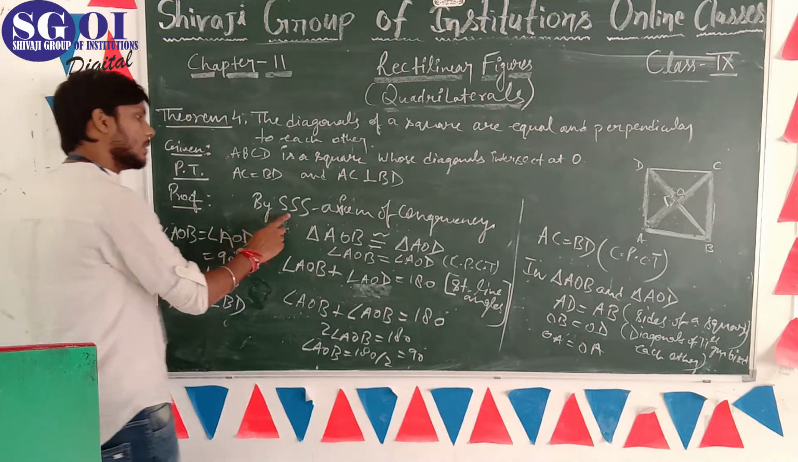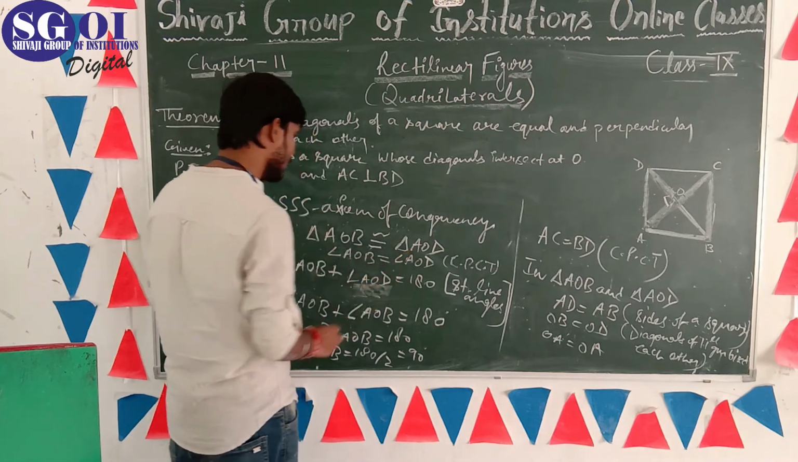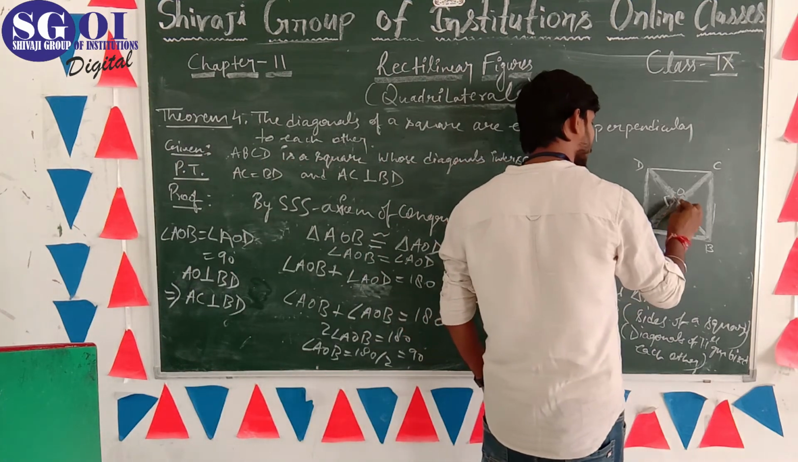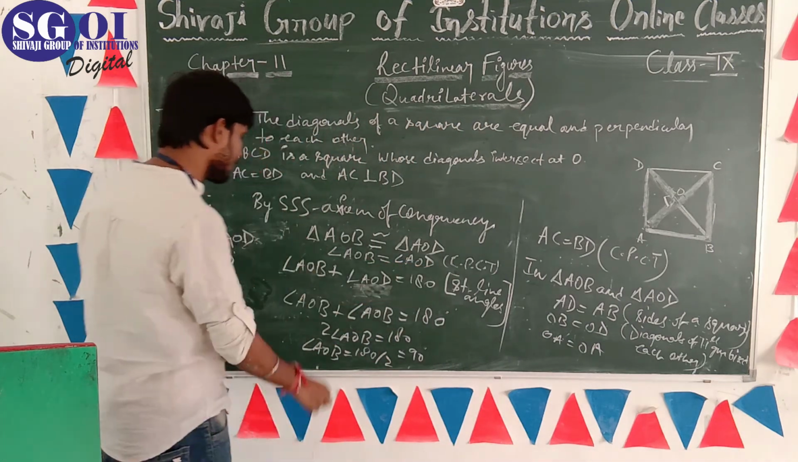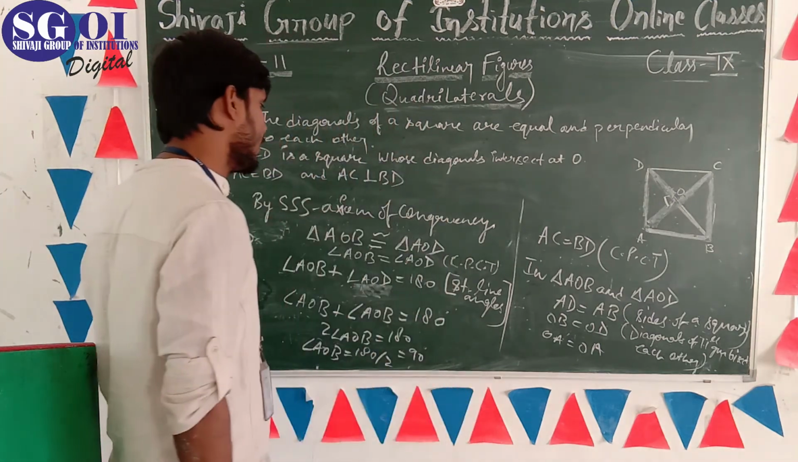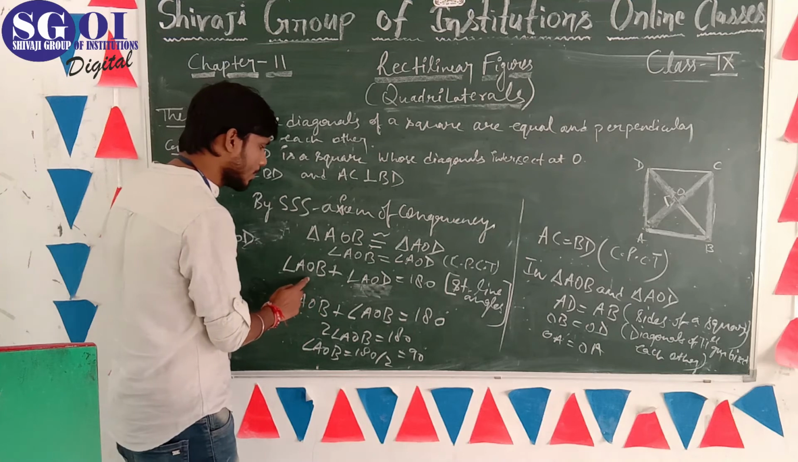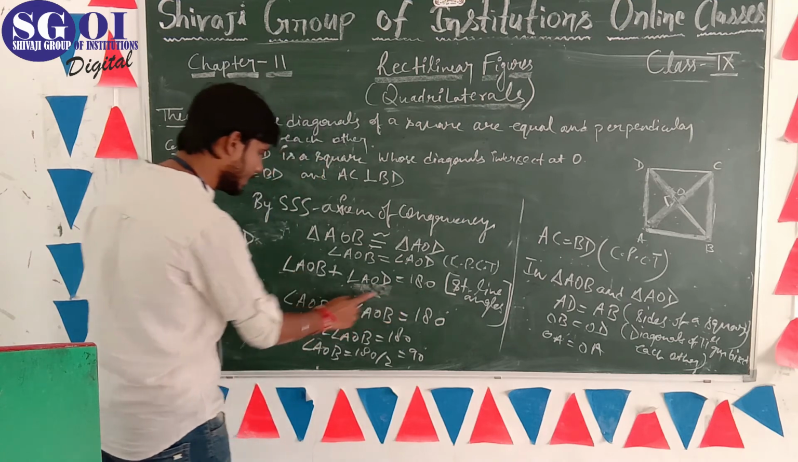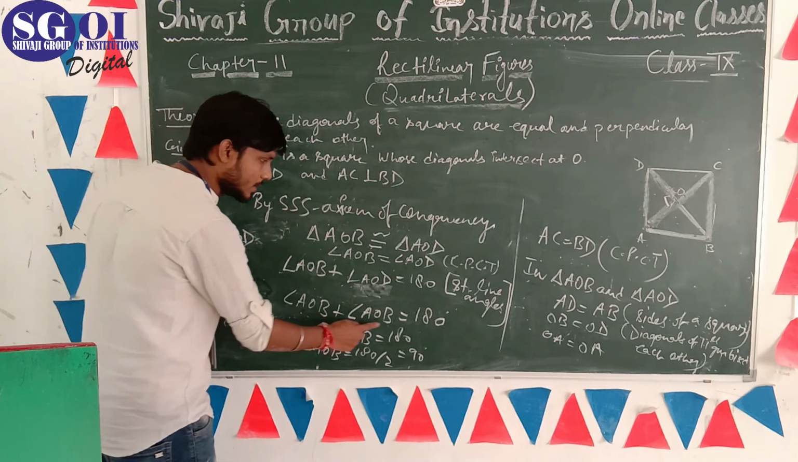Now by SSS axiom of congruency, triangle AOB is congruent to triangle AOD. Okay. Now angle AOB is equal to angle AOD by CPCT. Okay. The next point is angle AOB plus angle AOD is equal to 180 degree because they are the straight line angles. So the sum of the straight line angles is always 180 degree. Now angle AOB plus angle AOD is equal to 180 degree. In place of AOD we can write angle AOB. The angle AOB plus angle AOB is equal to 180.